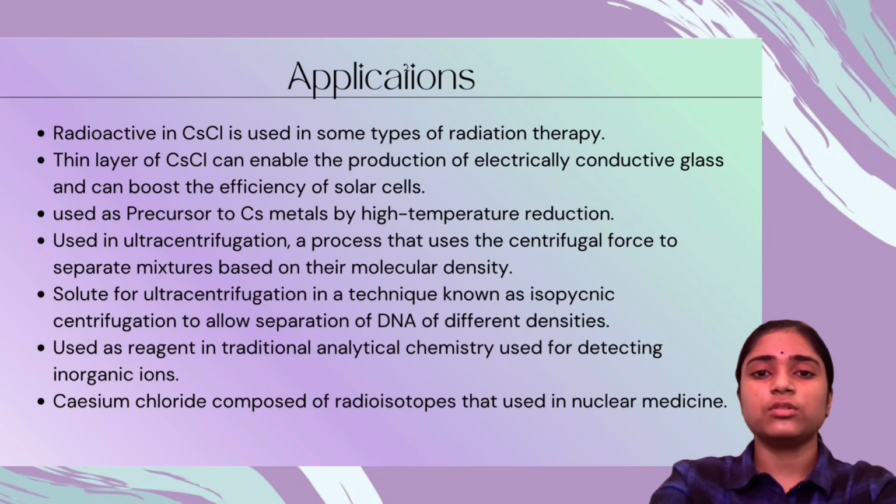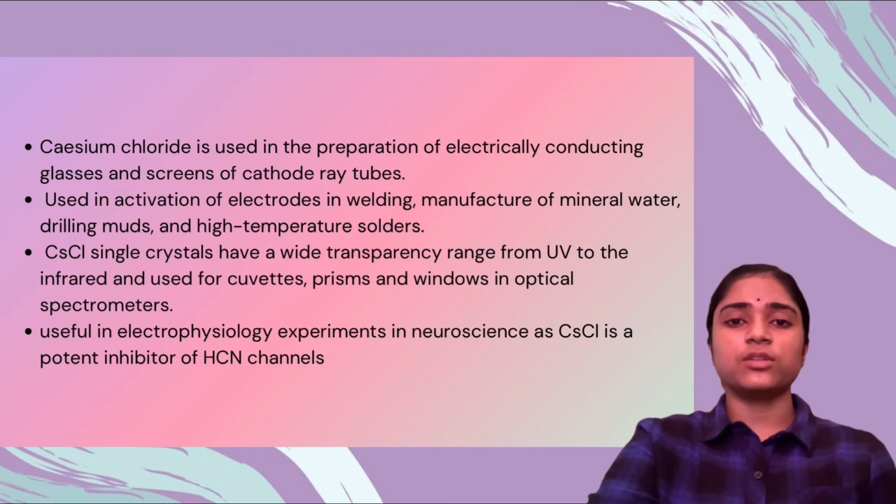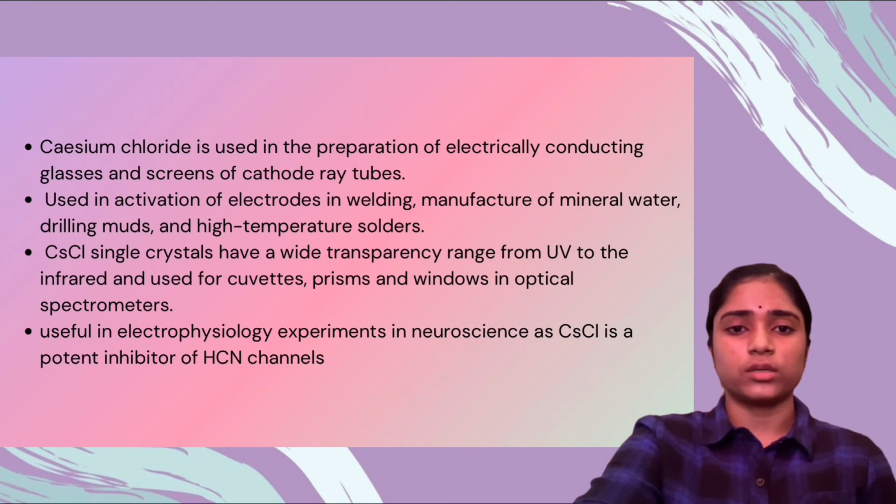Next, cesium chloride is used as a reagent in traditional analytical chemistry for detecting inorganic ions, which is mostly detected by the color of precipitations formed. Not only that, cesium chloride is composed of radioisotopes that are used in nuclear medicine. For example, it is used in brachytherapy. Furthermore, it is used in the preparation of electrically conducting glasses and screens of cathode ray tubes.